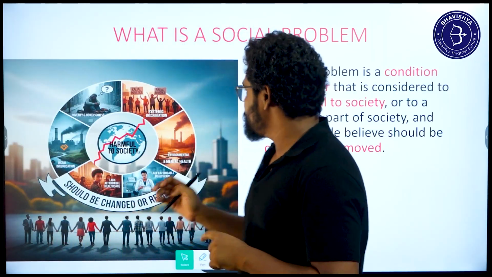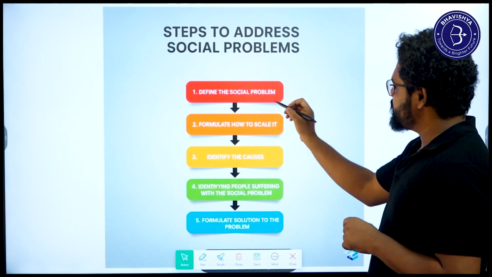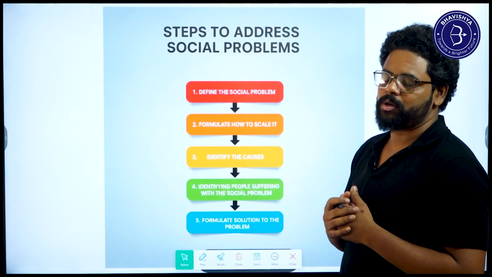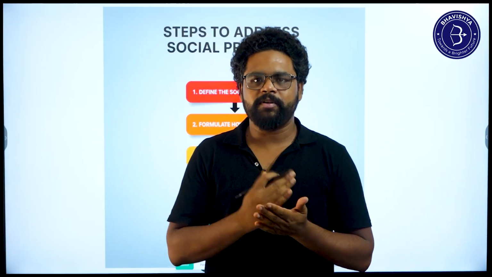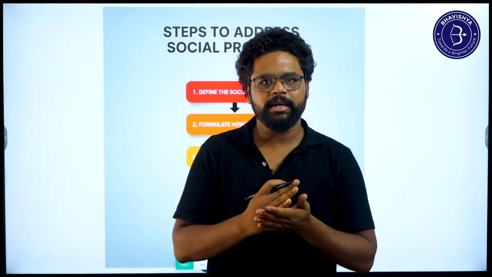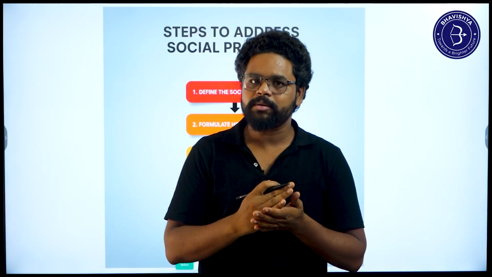Okay. So now what are the steps to be followed while dealing with a social problem? The first step is to define the social problem. Why do you want to define a social problem? Because let's take poverty. Many economists define poverty in different ways. Some take income as a basis, some take calorie intake as a basis. So you need to define that particular social problem.